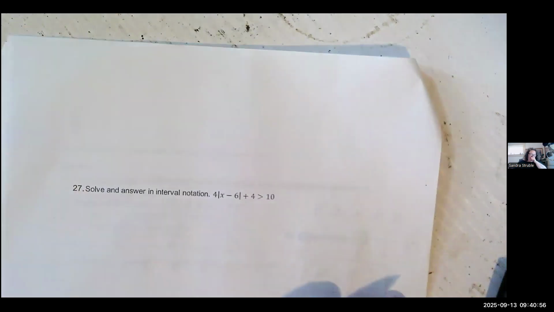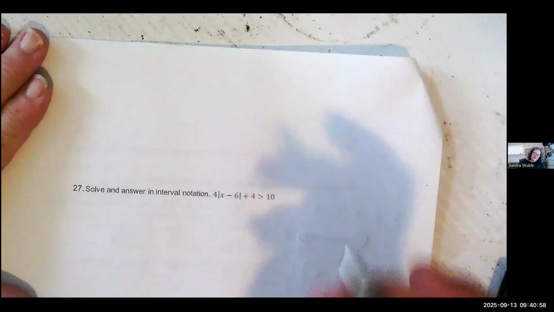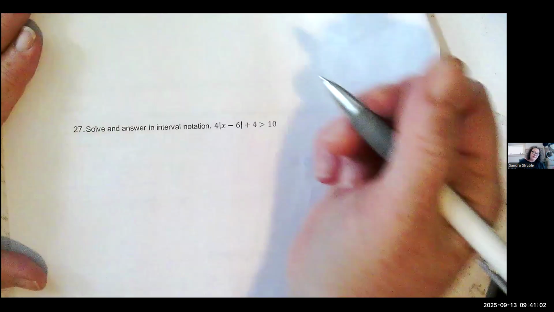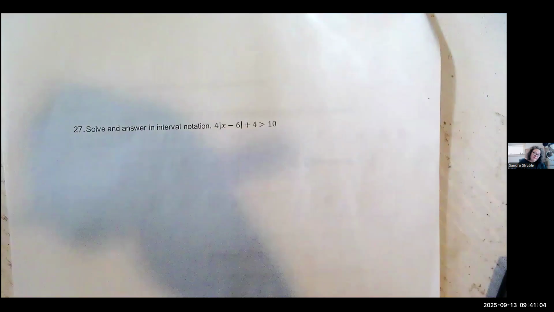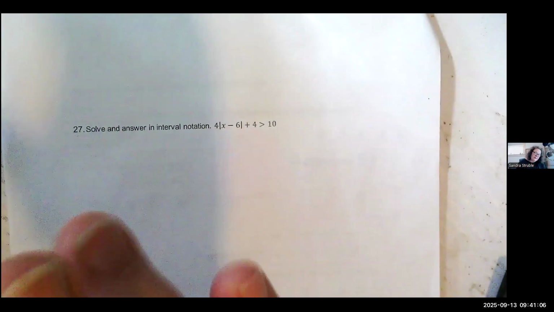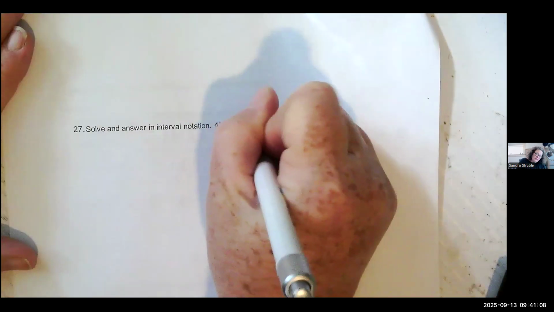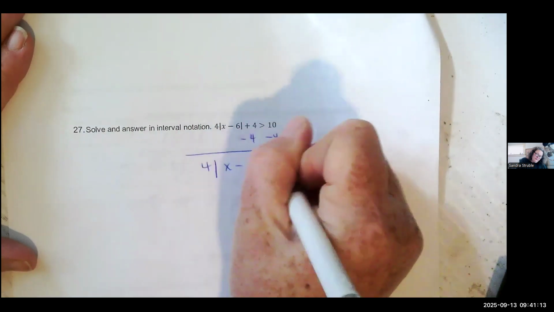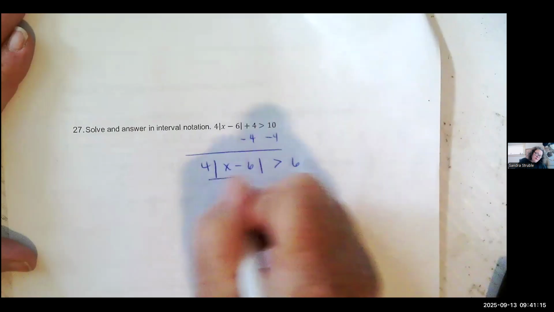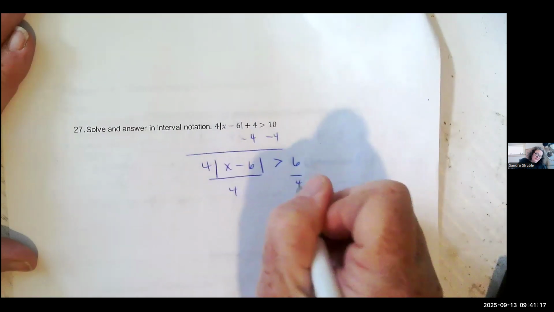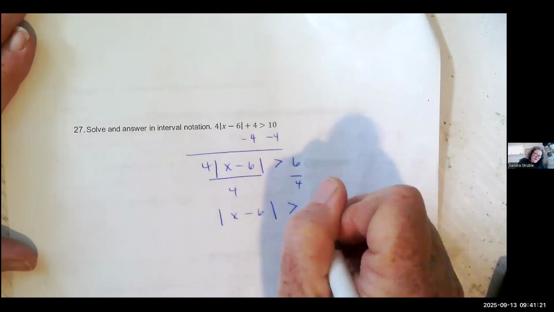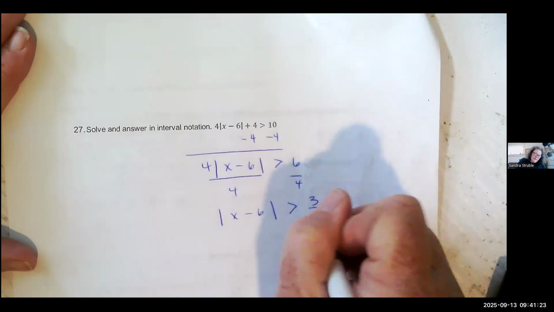Last one. All right, first thing we have to do is get this absolute value by itself on one side. You cannot do anything with this until you start simplifying and have only the absolute value on one side. Subtract 4 from both sides. Divide both sides by 4. I'm going to go ahead and reduce this to 3/2.